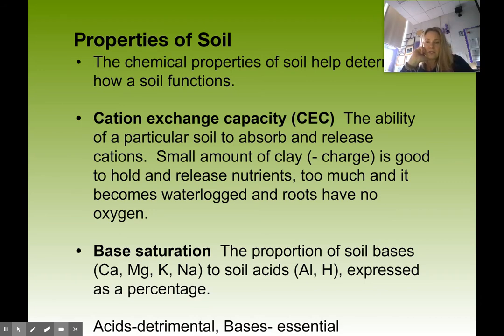And then base saturation, we look at different nutrients, so calcium, magnesium, potassium, sodium, and we look at that compared to aluminum and hydrogen. We look at that as a percent to figure out how good the soil is as far as nutrients go for the organisms. So acids are detrimental, bases are essential. Oftentimes you'll see that lime is added to soil, and that's to help it become more basic, to kind of neutralize the acids in the soil.